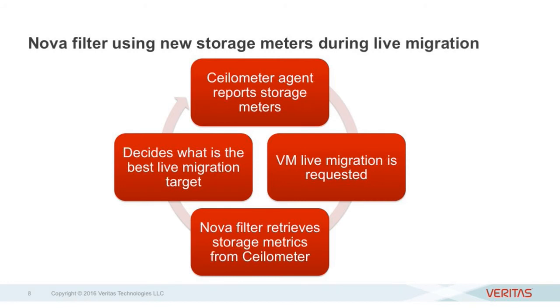Same use case through live migration. When a live migration is requested, the filters can now be run again to determine a better candidate for the live migration target, so that the IOPS characteristics that the VM was getting served on the source are now met on the target. So this is another case where the Nova filter can be used.